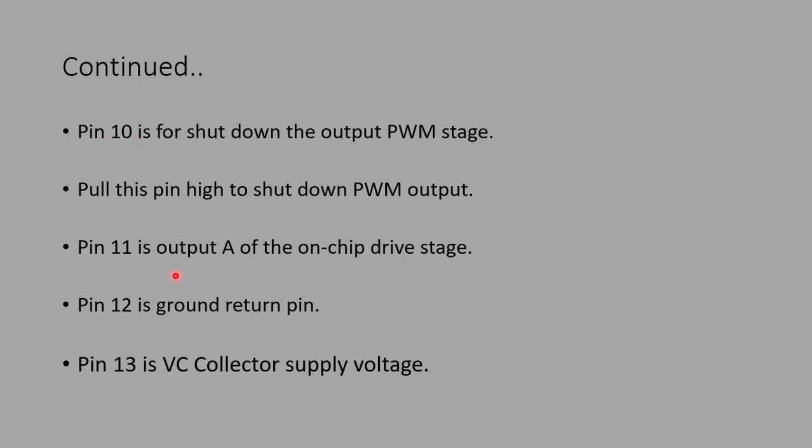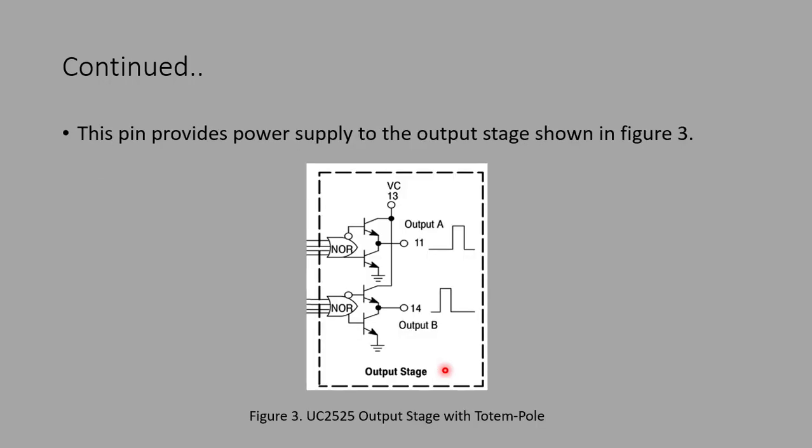Pin number 11 is the PWM output A, and pin number 12 is for ground. Pin number 13 is the collector supply voltage. What is the collector supply voltage? This pin provides the power supply to the output stage.